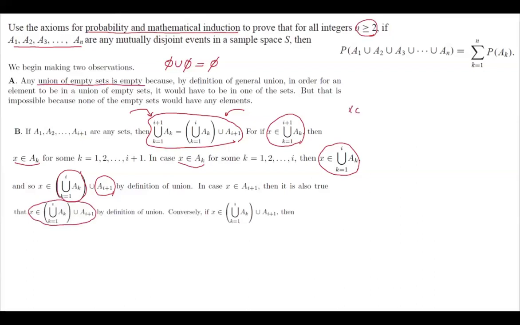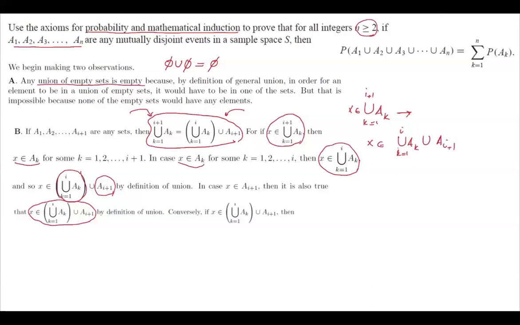If x belongs to the union of A sub k, k from 1 to i plus 1, then for sure you can conclude that x belongs to the union of A sub k, k from 1 to i, union with A sub i plus 1.